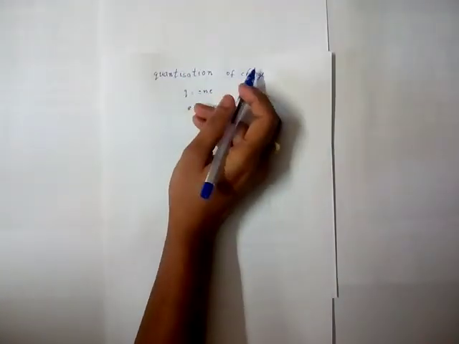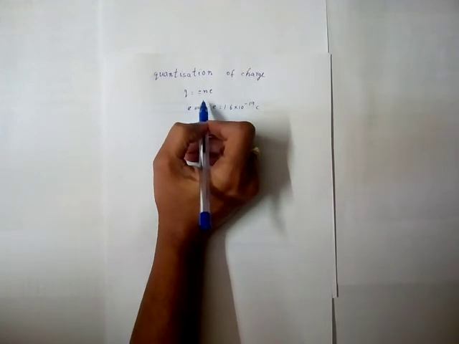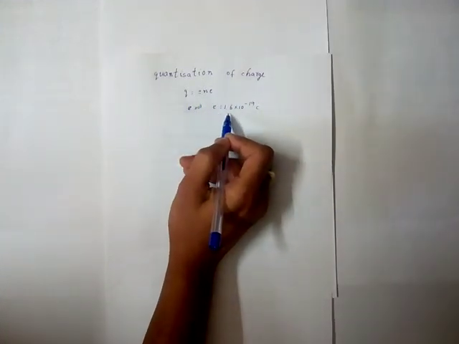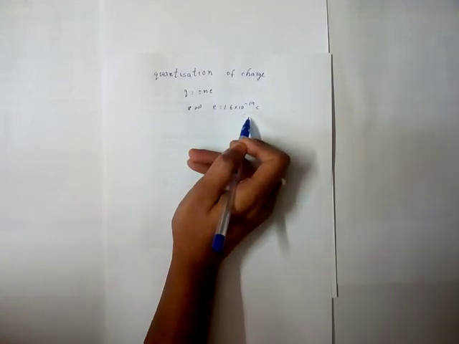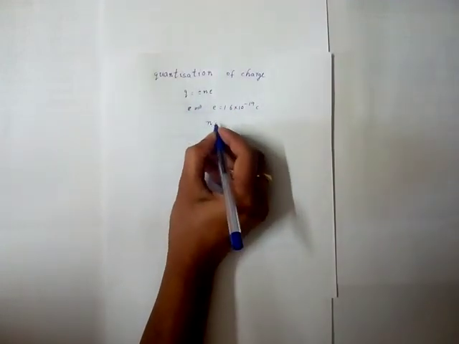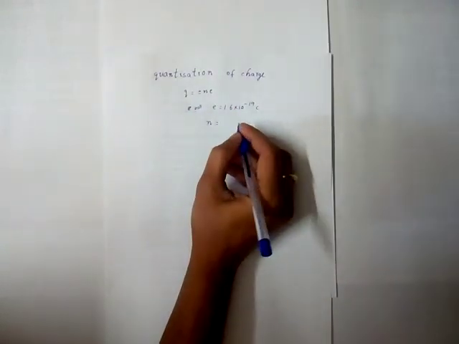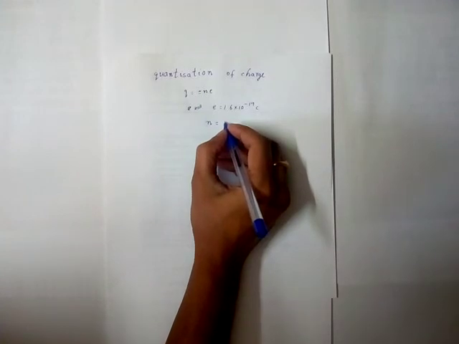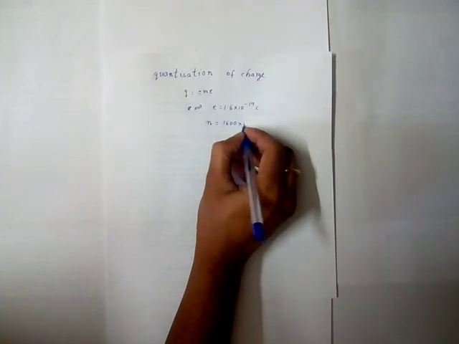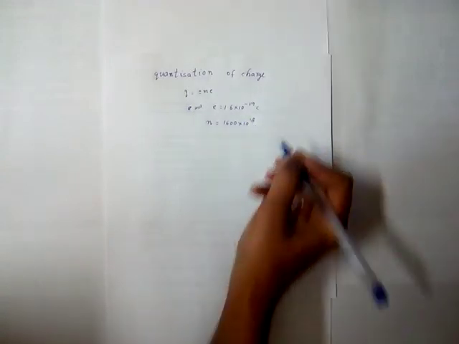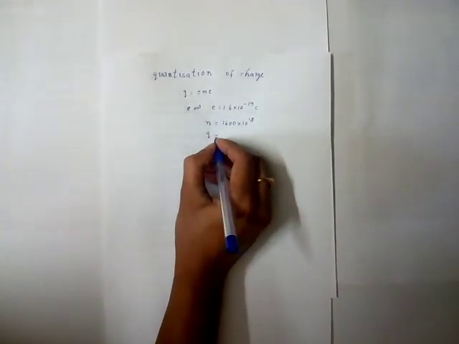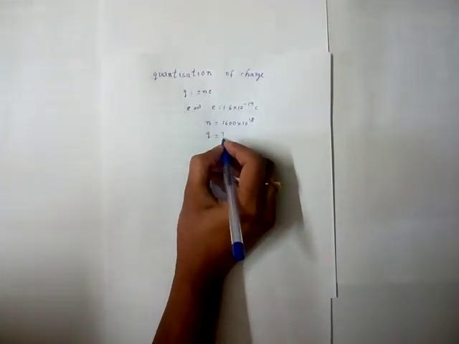Quantization of charge: Q is equal to plus or minus Ne. Charge on electron is equal to 1.6 into 10 to the power of minus 19 coulomb. Now, if the n value is given, for example, n is equal to 1600 into 10 to the power of 18. This is the n value. So, what is the value of charge? Q is equal to how much?